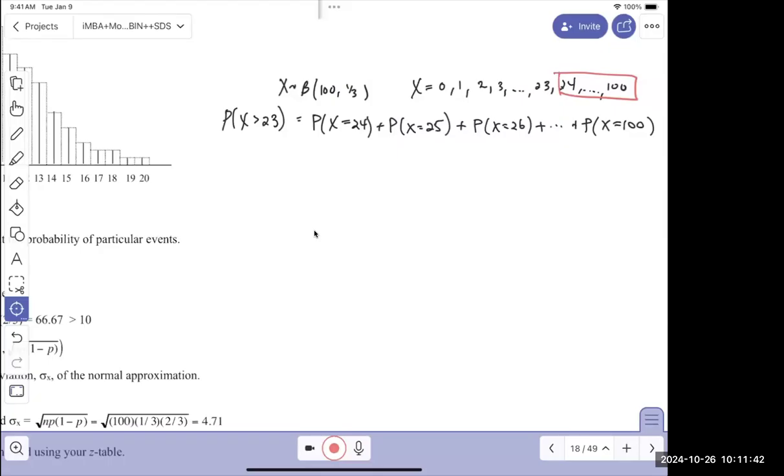So let's say we didn't want to add up from 24 to 100. Instead, we're going to check to make sure that n times p, which is 100 times 1/3, is greater than or equal to 10, so it satisfies the conditions. And n times 1 minus p, which is 100 times 2/3, is also greater than 10. Everyone agrees, right? So we can use a normal approximation.